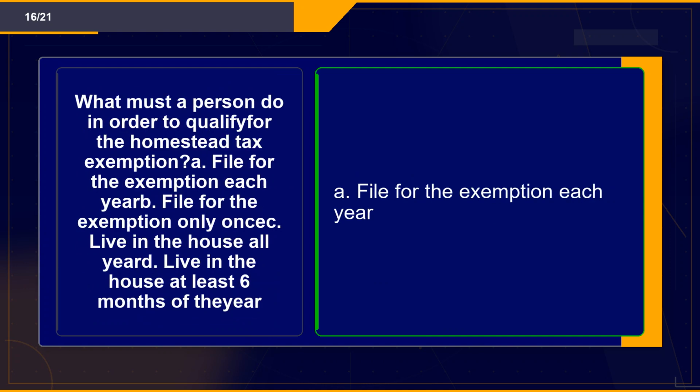Flashcard 16. Term. What must a person do in order to qualify for the homestead tax exemption? A. File for the exemption each year. B. File for the exemption only once. C. Live in the house all year. D. Live in the house at least 6 months of the year. Definition. A. File for the exemption each year.